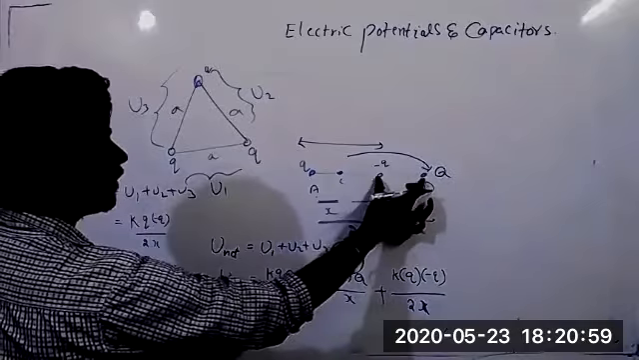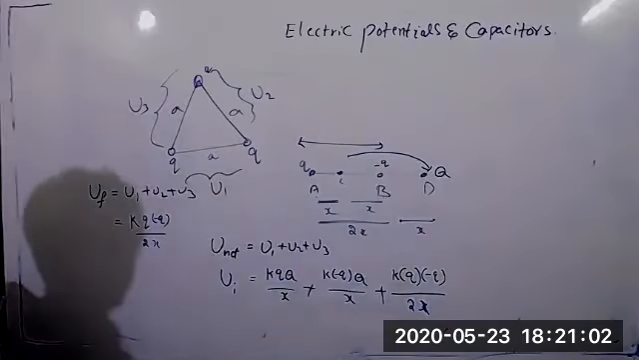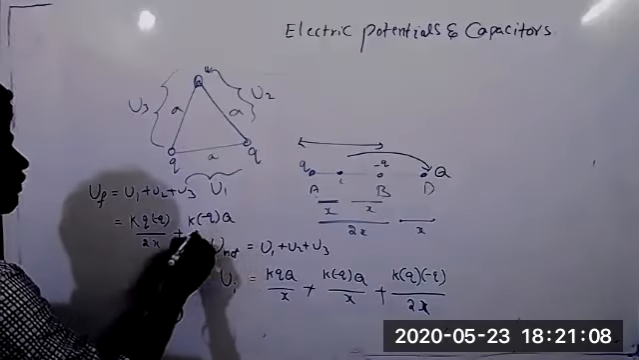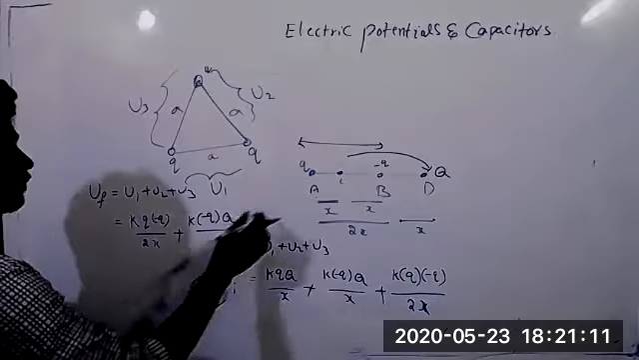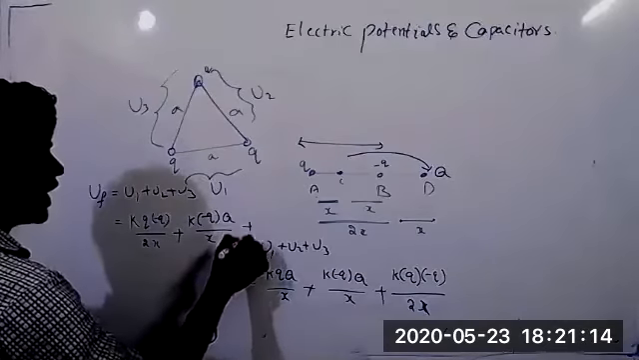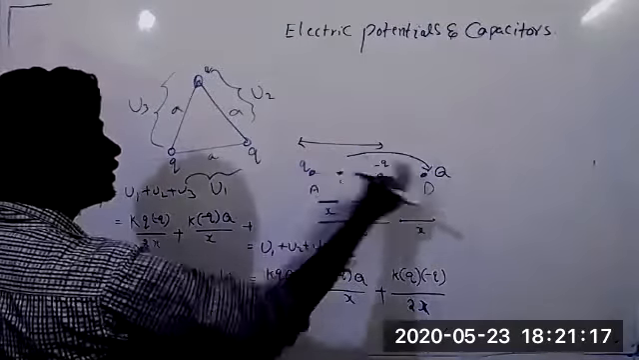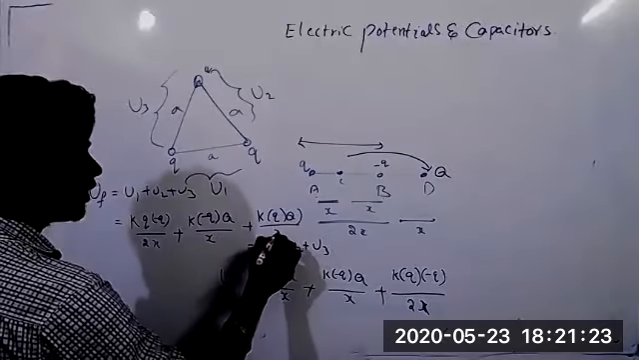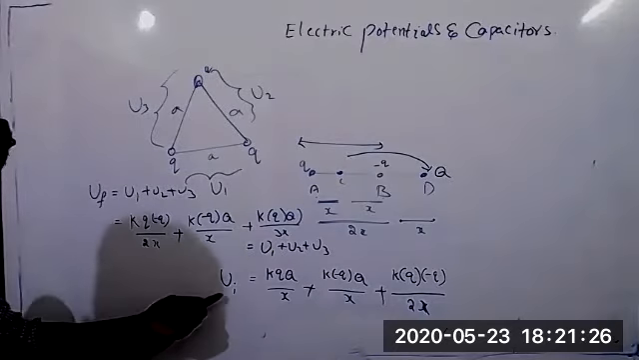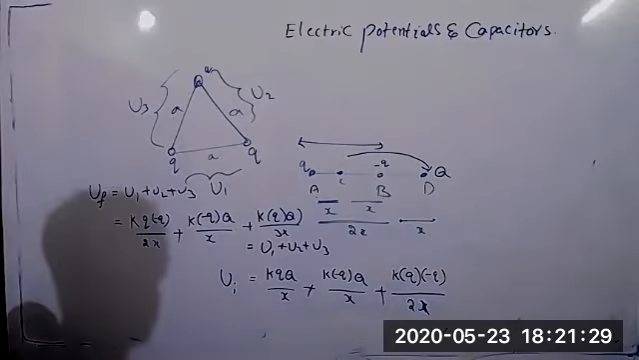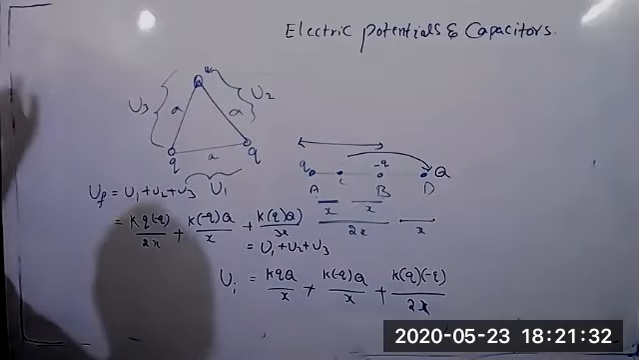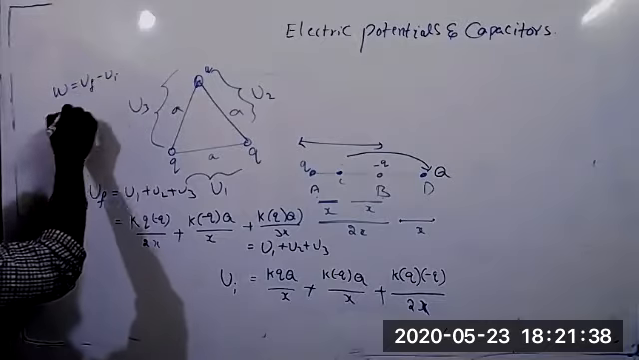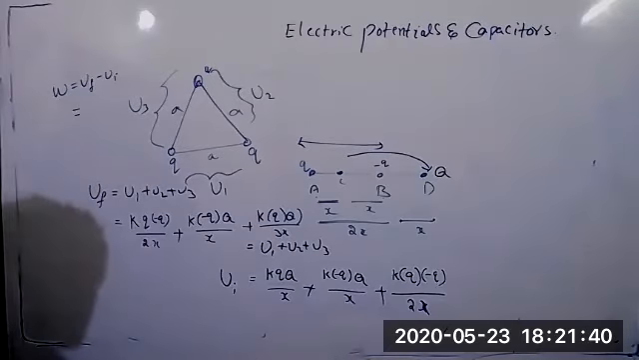Between these two: plus K into minus Q by how much? X. Very good. Plus between these two will be there: K Q by 3X. This is the final potential energy. The change in potential energy, the work, equals final potential energy minus initial potential energy. Work is also one of the energies only, right?